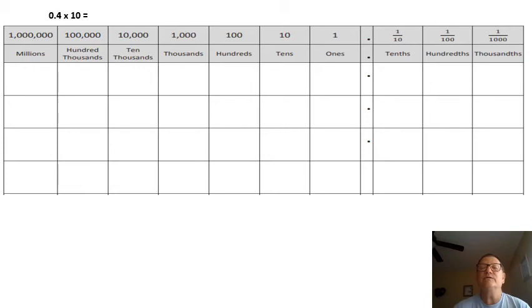Now, what if it was 4/10? Well, once again, we're just multiplying by 10, so it's going to shift one place value to the left, and we're going to have 4/10 times 10 equals 4.